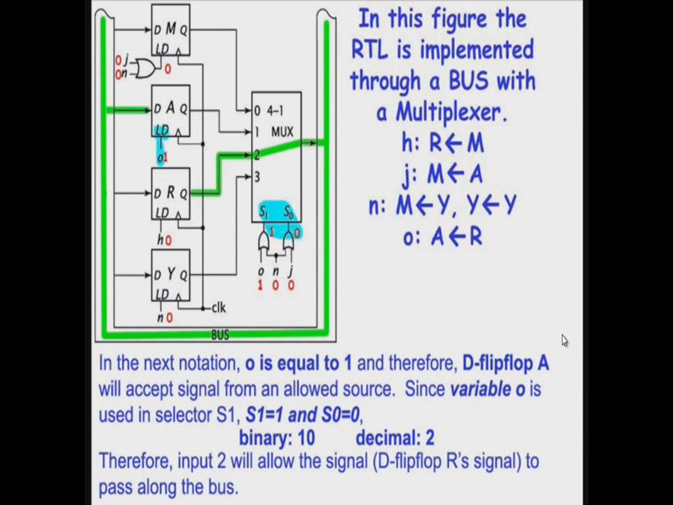The last notation, O is equal to 1 and therefore D flip-flop A will accept signal from an allowed source. Since variable O is used in the selector S1, S1 would be equal to 1. Binary 1, 0, decimal 2. Therefore, input 2 will allow the signal to pass along the bus.